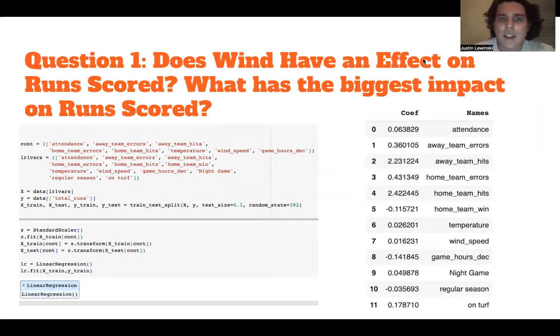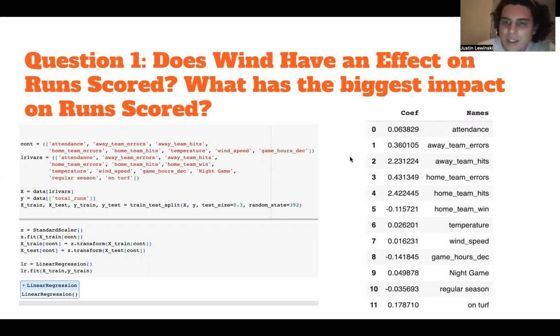So let's get into our first question here. Does wind have an effect on runs scored? And what's the biggest impact on runs scored? My hypothesis was wind would have an impact on runs scored because more wind probably means more errors because the ball's harder to track. Maybe the ball goes further, maybe it goes less far, something like that. It's unusual. It changes things. However, as you can see, I used errors and hits for both teams. I used wind speed, temperature, and attendance. Maybe, more people in the crowd, you want to score more for them.